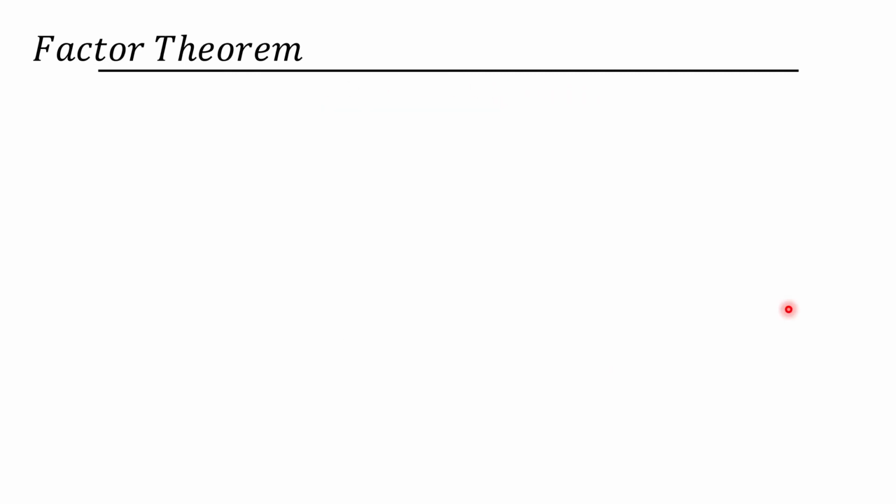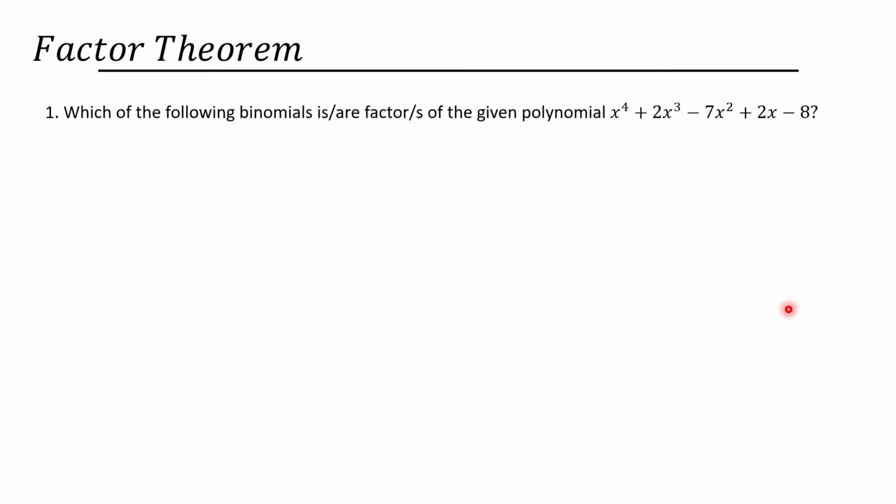So, another one. Ito. Which of the following binomials is or are factors of a given polynomial? So, meron tayong polynomial. X to the 4th plus 2x cubed minus 7x squared plus 2x minus 8. And we are asked, meron tatlong binomial. So we have x plus 3, meron tayong x minus 2, and meron tayong x plus 4. Which among these are factors of this expression. Saan kaya dito sa tatlo? Or alin kaya or ilan kaya ang factor dito?